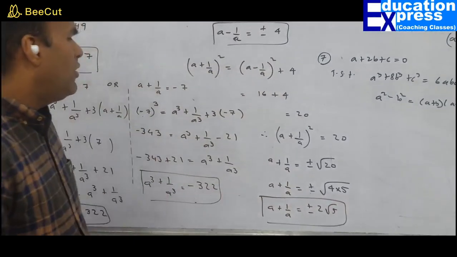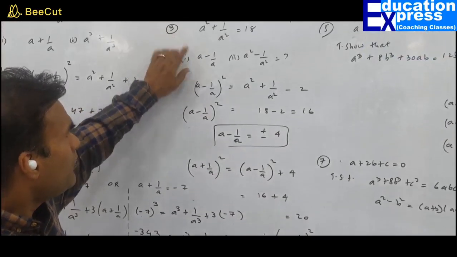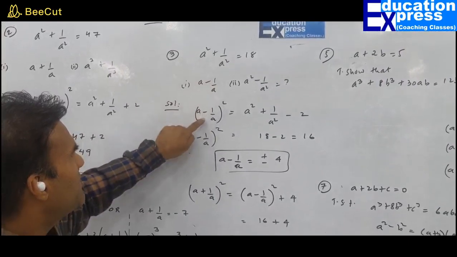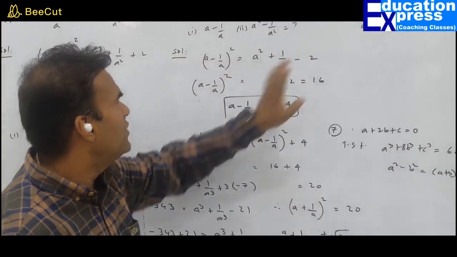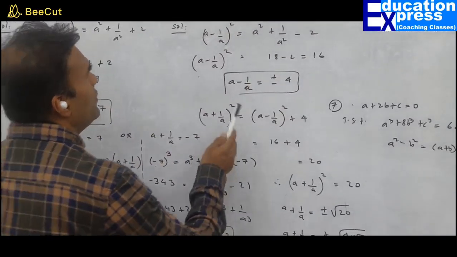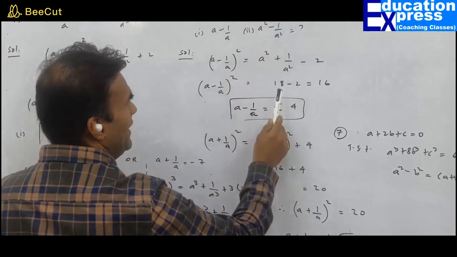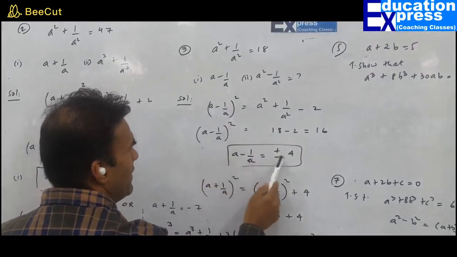We have only found out the value of a plus 1 upon a. Have a look at the question. I want to find out a minus 1 upon a given square. So I will expand this. A minus 1 upon a square is a square plus 1 upon a square minus 2. Can I substitute the values? Yes sir. A plus 1 upon a square is given to you as 18. 18 minus 2 is 16. So a minus 1 upon a square becomes 16.